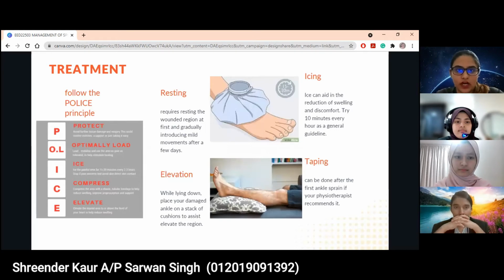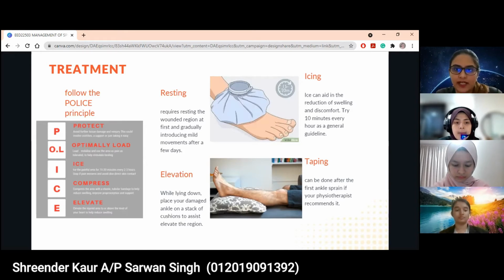For treatment, you can cure an ankle sprain by following the POLICE principle, which is protect, optimal load, ice, compress, and elevate. Resting requires resting the wounded region at first and gradually introducing mild movements after a few days. You can start moving your ankle slowly as the days pass, and then you can do elevation while lying down.